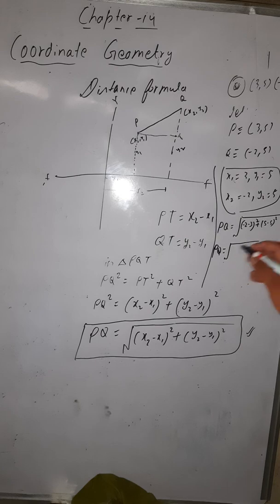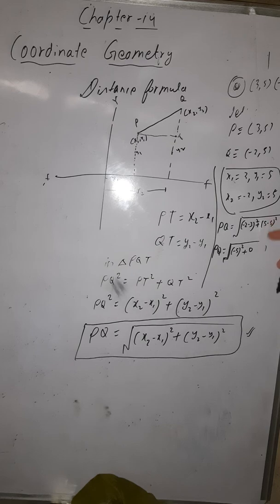Yes, what will be the value? It will be square root of minus 2 minus 3. Minus minus are added and sign is again of minus. So minus 2 minus 3 will be minus 5. So square of minus 5 plus 5 minus 5 is 0. Square of 0 is 0.